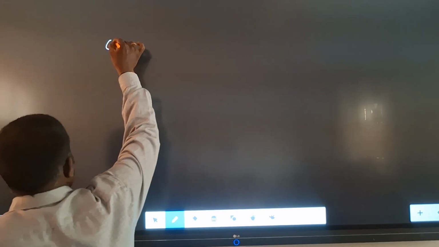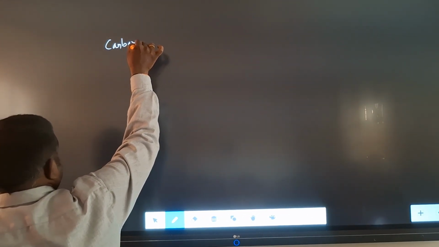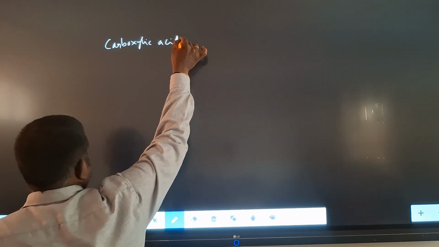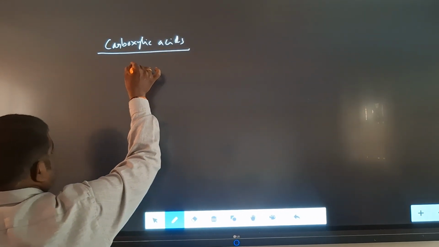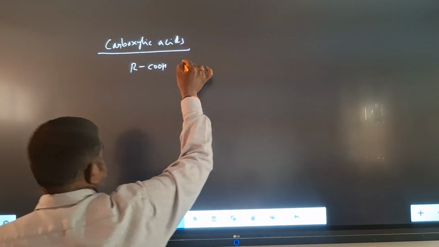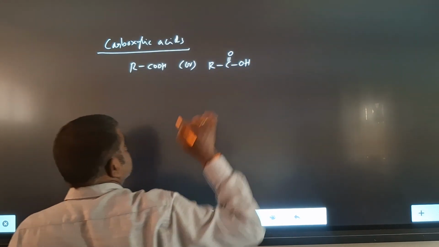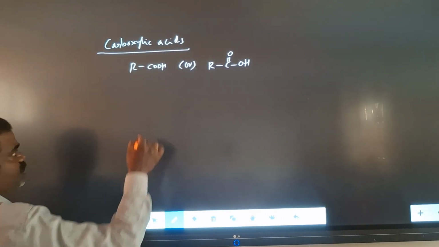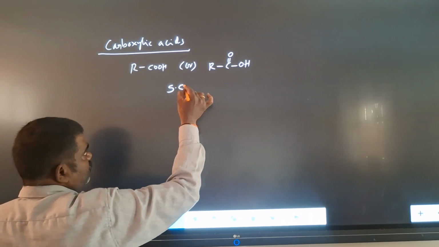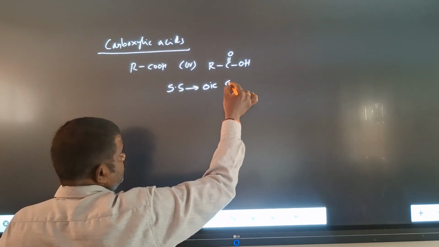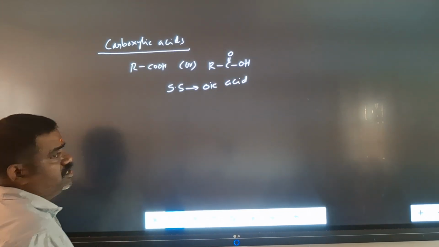So, new topic: carboxylic acids, RCOOH. The secondary suffix of carboxylic acid is "oic acid."